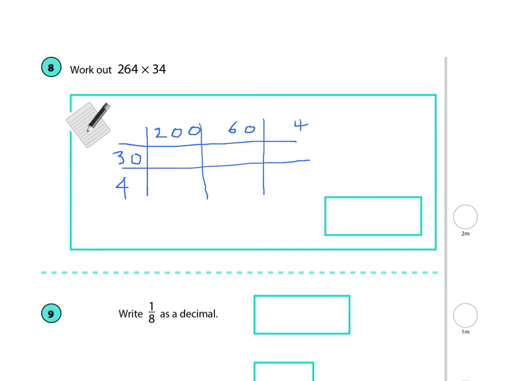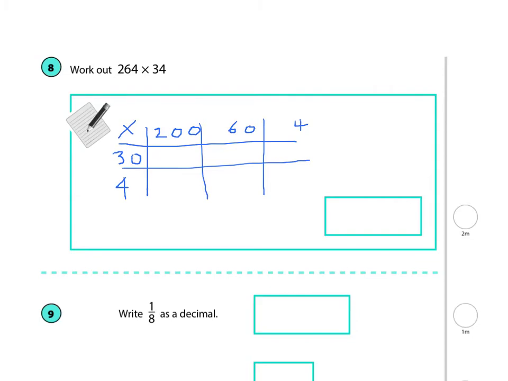So along the top of my table I've split my 264 up into 200, 60 and 4, and down the side of the table I have split up my 34 into 30 and 4. So what I will do now is fill in each of these 6 multiplication answers and then add up the 6 of them to give me my grand total.